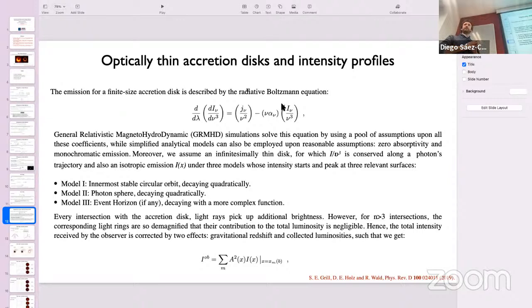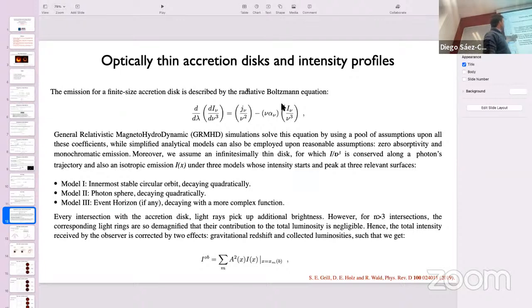we were interested just in the geometrical effects on the photons' trajectories, so we were just assuming very particular and very restricted assumptions in order to have a very simple intensity profile for the accretion disk. That is going to depend just on where the peak of luminosity of the accretion disk around the central object is located.